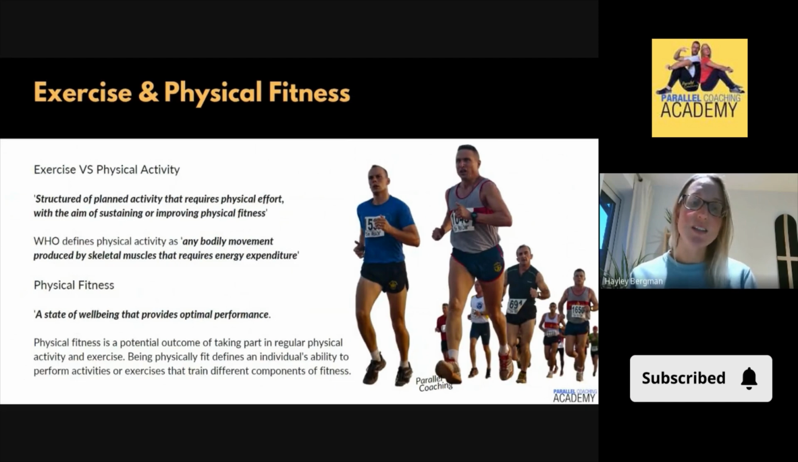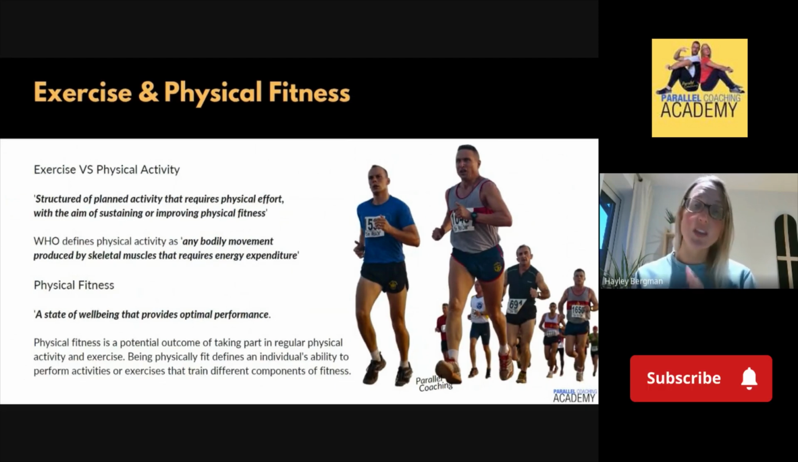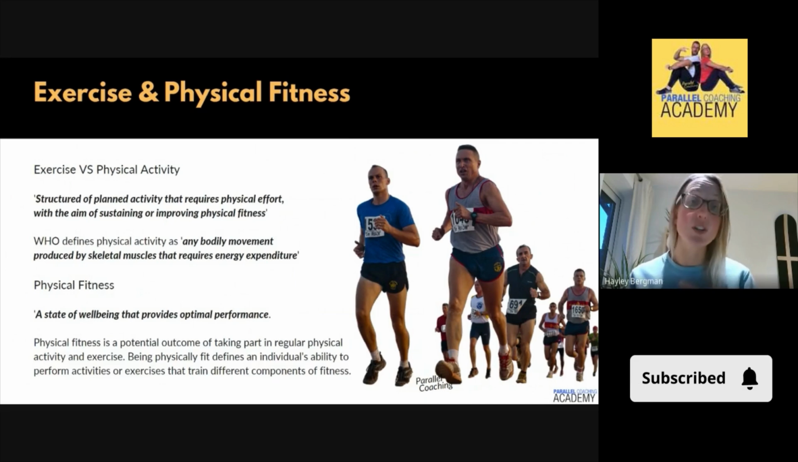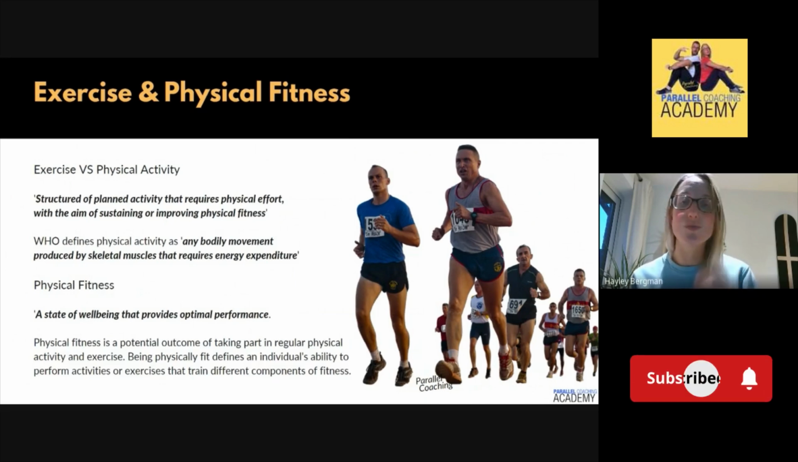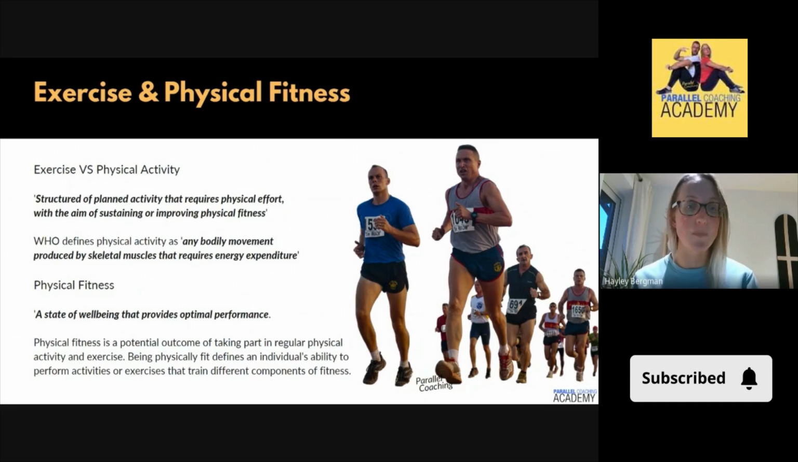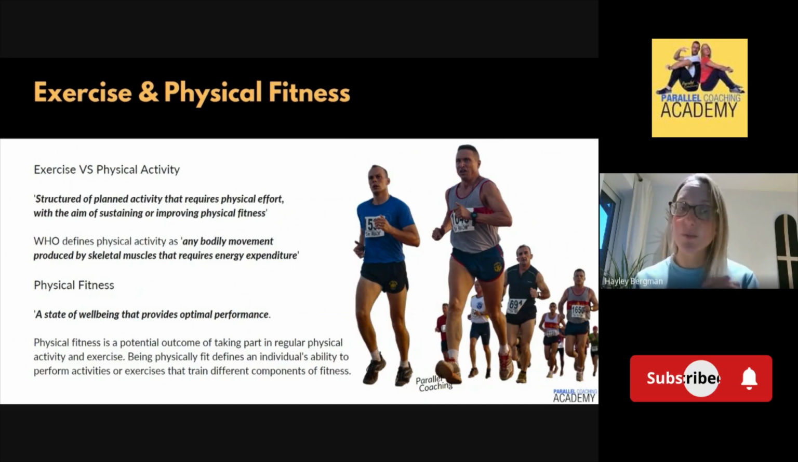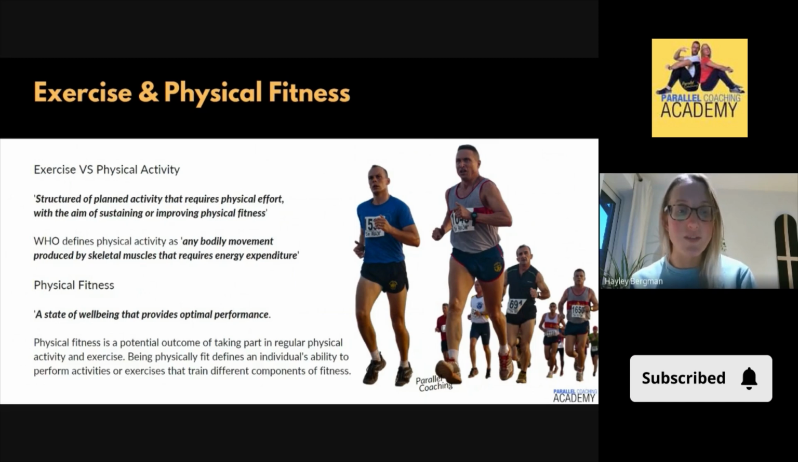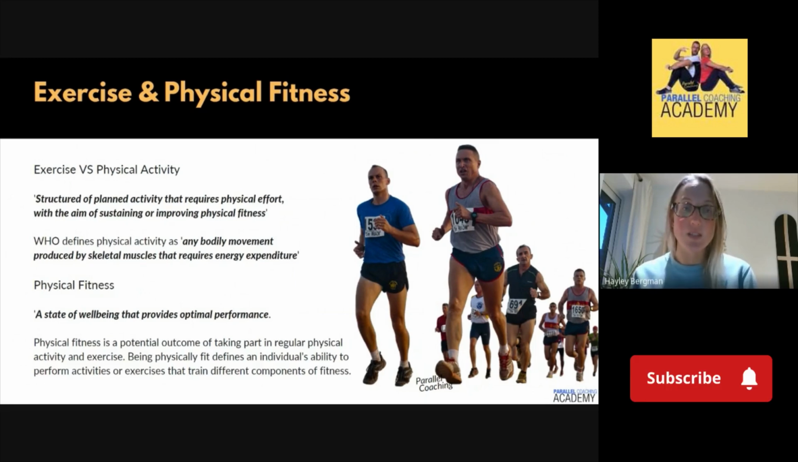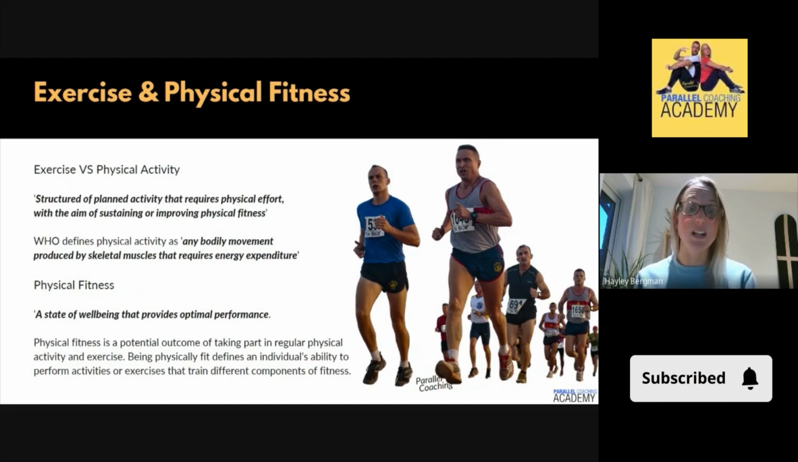Let's look at exercise and physical fitness. There is a difference between these. So there's some phrasing and some terminology that you're going to come across, and this is really key to clarify early on. So exercise versus physical fitness. Exercise is a structured and planned activity that requires physical effort with the aim of sustaining or improving physical fitness. That's what exercise is, or physical activity.